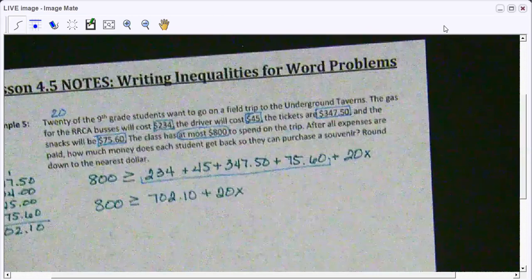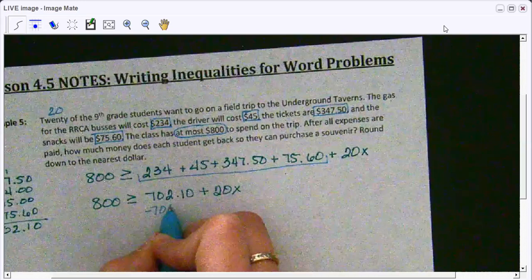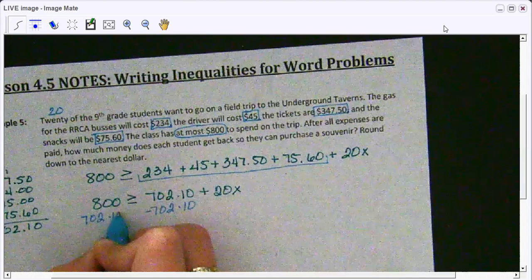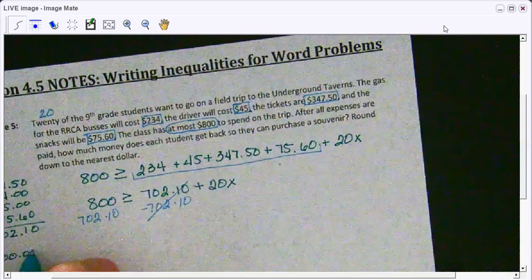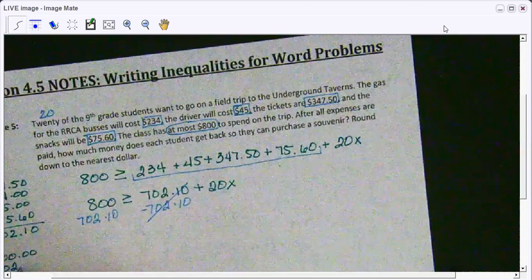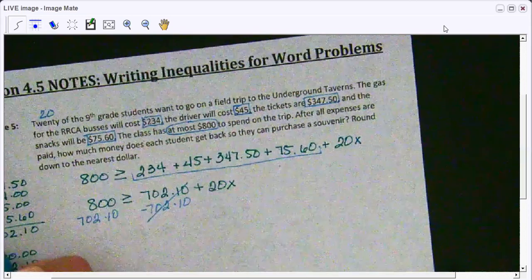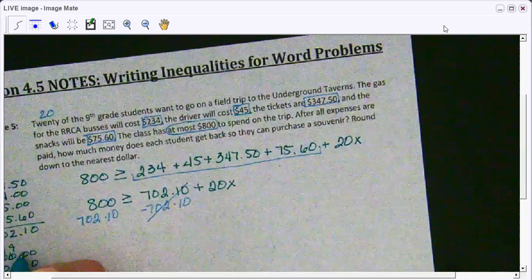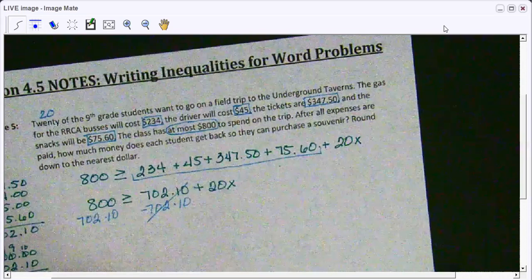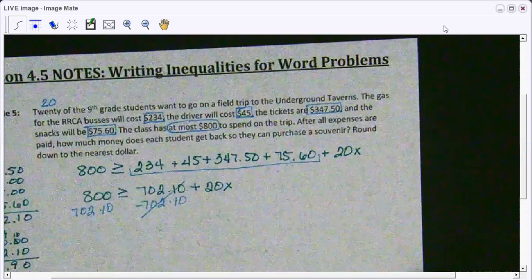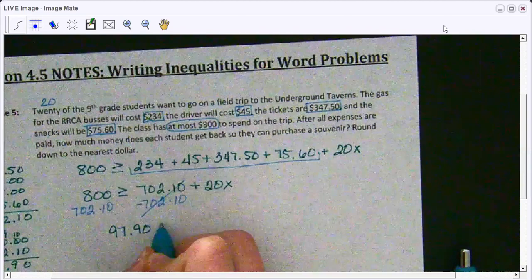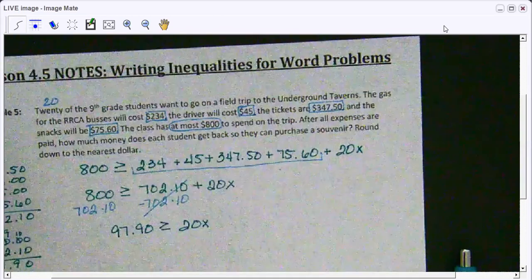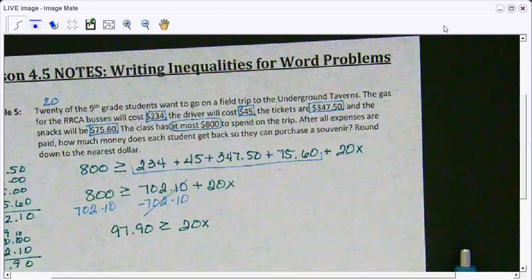All right, now we're going to subtract $702.10 on each side. Hopefully everybody knows how to subtract with zeros. Okay, so we have $97.90 to split between two students, almost $100. So we know that it's going to be a little bit less than $5 for each student.